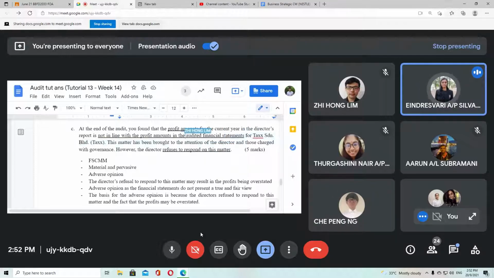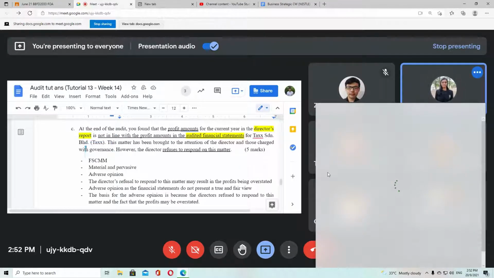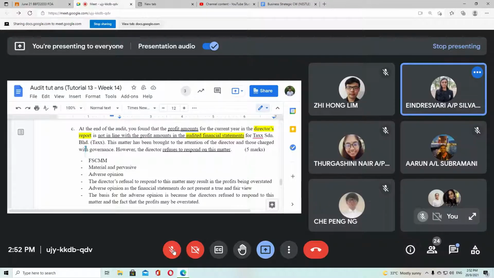These are two different documents, two different reports. One is from the director, one is from the auditor. The profit figure appears in both. So now which figure is wrong, the one in the director's report or the auditor's financial statements? Audited financial statements. Can you read the question loudly again, from beginning to the end?